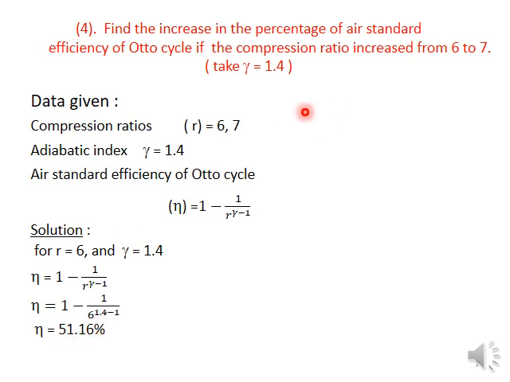Then next we will take the compression ratio 7. So the same formula, efficiency is equal to 1 minus 1 divided by r power gamma minus 1. Simply put r is equal to 7 and gamma is equal to 1.4, and we will get the answer.